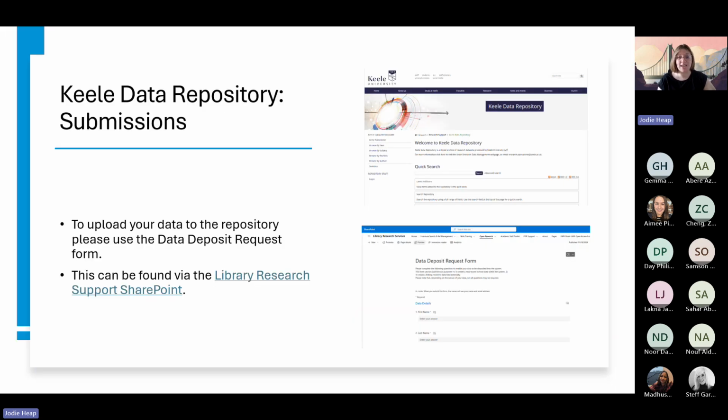It's a really simple process. If you go to the Library Research Support SharePoint, you can find the submission form and pop in all of the information that is requested to make your metadata fields. And I am your lead contact for that process. So if I have any queries or questions, I get back to you pretty quickly, I will say, and can support you with that deposit. Sometimes it's beneficial to have someone at the institution supporting you through that process. Or, I think so anyway.